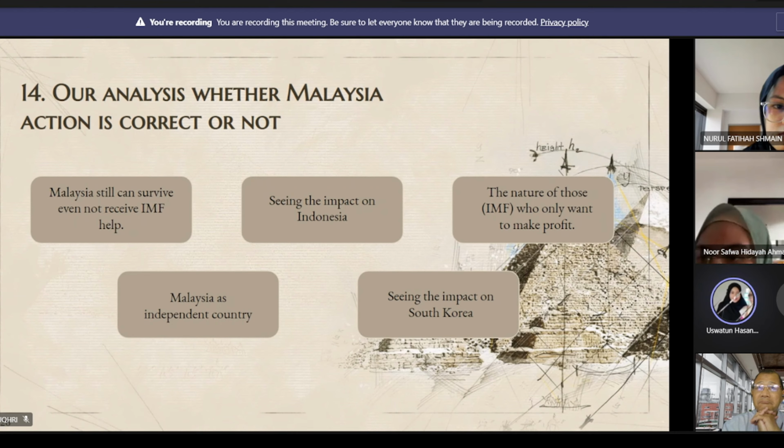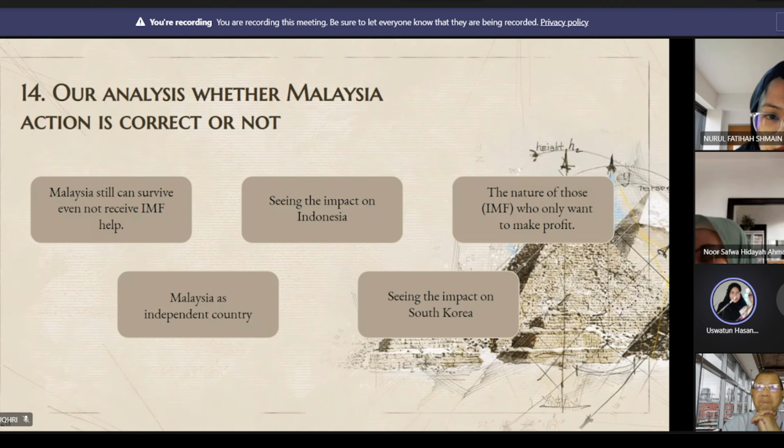So the third one is the nature of the IMF, which only seeks to make a profit, is very concerning. We can imagine that if they control Malaysia's finances, no assistance will be provided for social good, but only for profit. This is demonstrated when they force the Indonesian government to stop providing food and oil subsidies to their people.